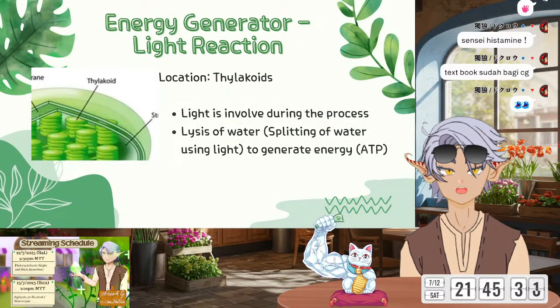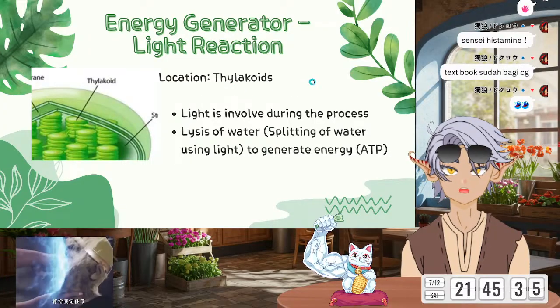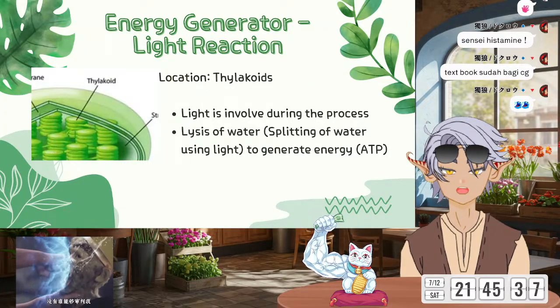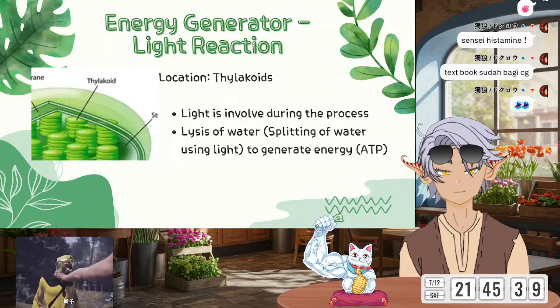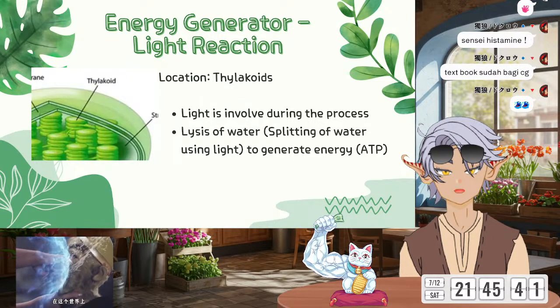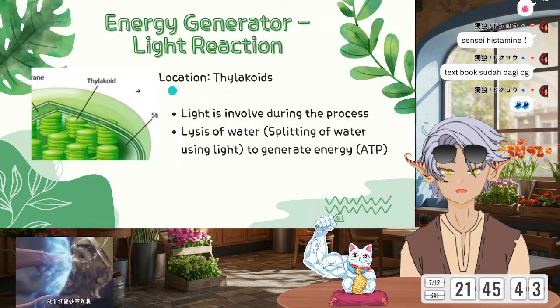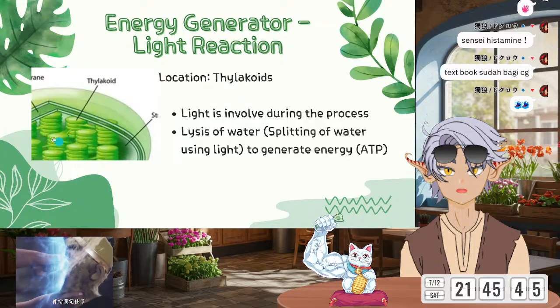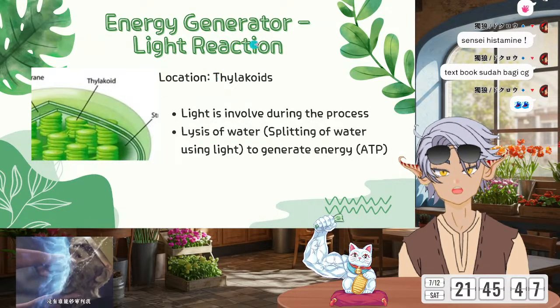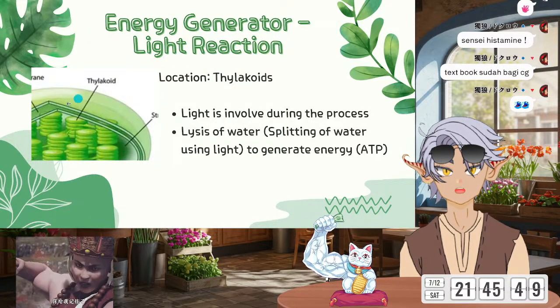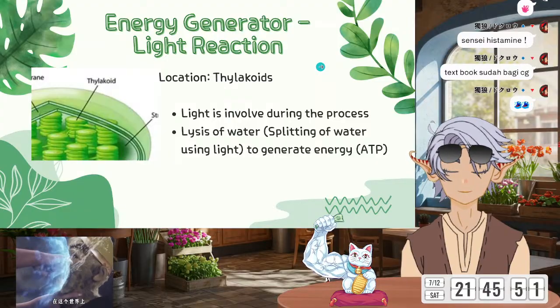So the first one, light reaction, the location is at the thylakoid. You ask me what is thylakoid, what is that? In the chloroplast, how to memorize it? You remember the casino chip stack, that is thylakoid, and light reaction happens here in the casino chip.